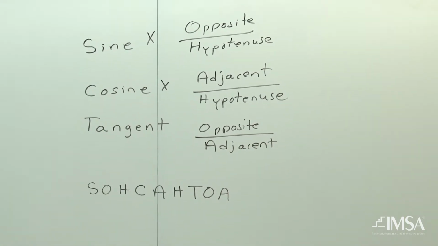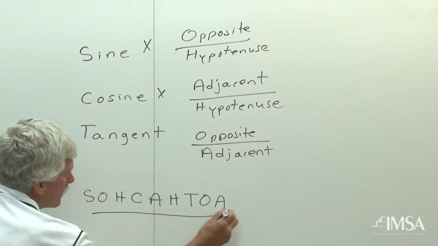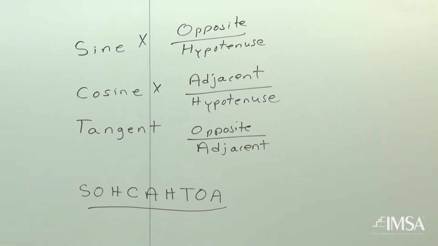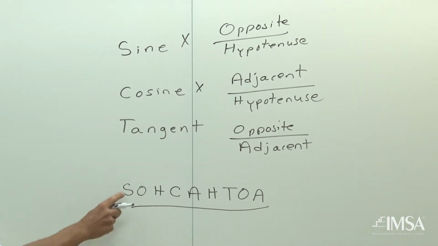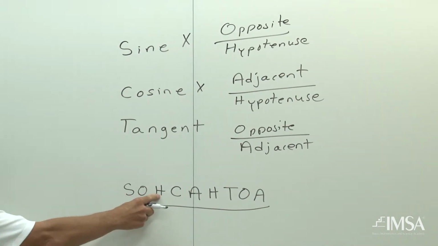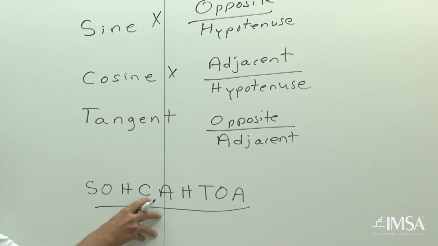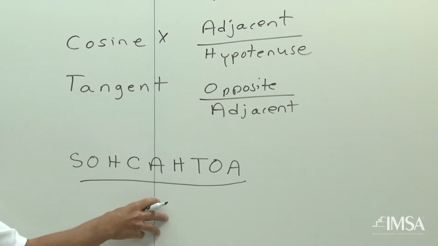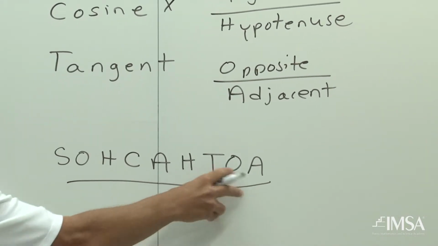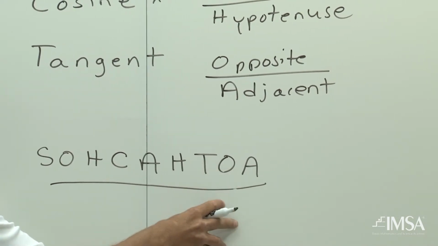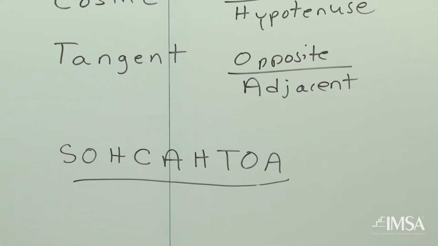How do you remember all this? You remember it with SOHCAHTOA. No, that's not an Indian name. It's not that word that was found at the lost colony of Roanoke. SOHCAHTOA: sine, opposite divided by hypotenuse. Cosine, adjacent side divided by the hypotenuse. TOA: tangent, opposite side divided by the adjacent side.